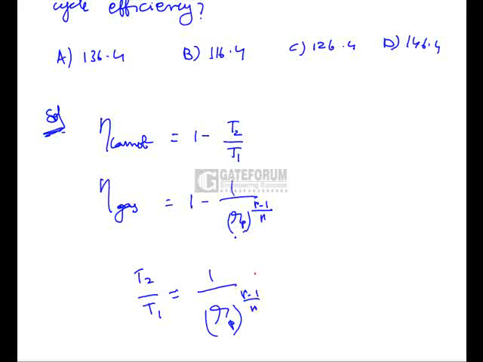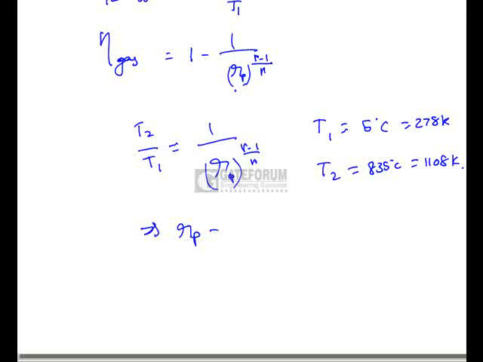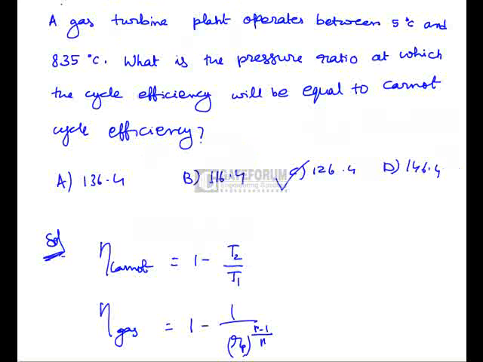Here we know that the gas turbine plant operates between 5 degrees centigrade and 835 degrees centigrade. So 5 degrees centigrade is the minimum temperature, that is T1 equal to 5 degrees centigrade, and T2 is equal to 835 degrees centigrade, where T1 is equal to 278 Kelvin and T2 is equal to 1108 Kelvin. Now substitute these values in the given equation and take gamma equal to 1.4 for the ideal cycle, so that it gives a value of Rp equal to 126.4. So in the options the correct option is C. C is the right answer.